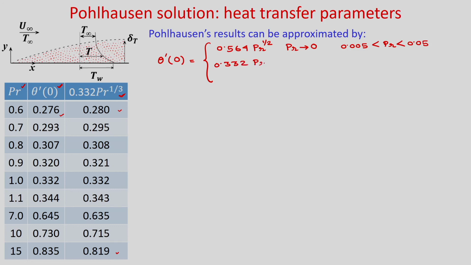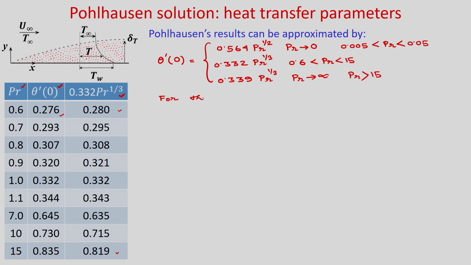0.332 Prandtl number to the power 1 by 3 in the range of 0.6 and 15, and it will be 0.339 Prandtl number to the power 1 by 3 for high Prandtl number. Okay. So, generally it is Prandtl number greater than 15. Okay. So, now you have some approximate value of theta prime 0 in terms of Prandtl number. Okay. So, from the Pohlhausen numerical solutions, that is approximated as a power of Prandtl number.